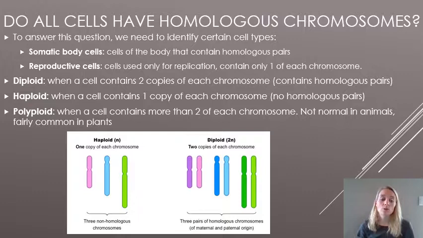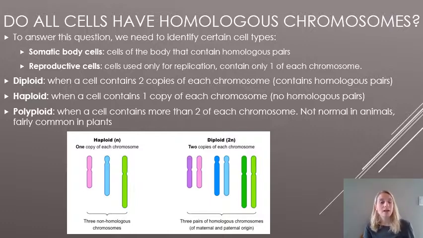Okay, I just mentioned that all of our cells, with the exception of our egg and sperm, have homologous chromosomes. Do they all? The answer is no, not all of them. So let's define a couple of terms here, or locations of these different types of cells. We have a word called somatic body cells. Somatic body cells are basically everything in your body except your egg and sperm.